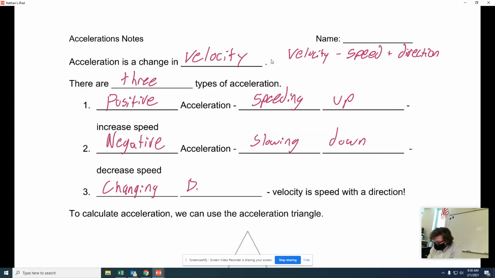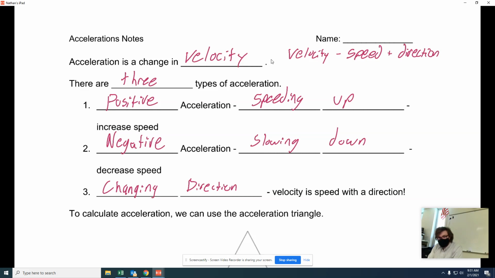Remember, velocity is speed plus direction. So if someone is turning, for instance, that is technically a form of acceleration because their velocity would change if they're driving north and turn to the east. That would be a change in direction. So that is a change in velocity. So these are the three different types.